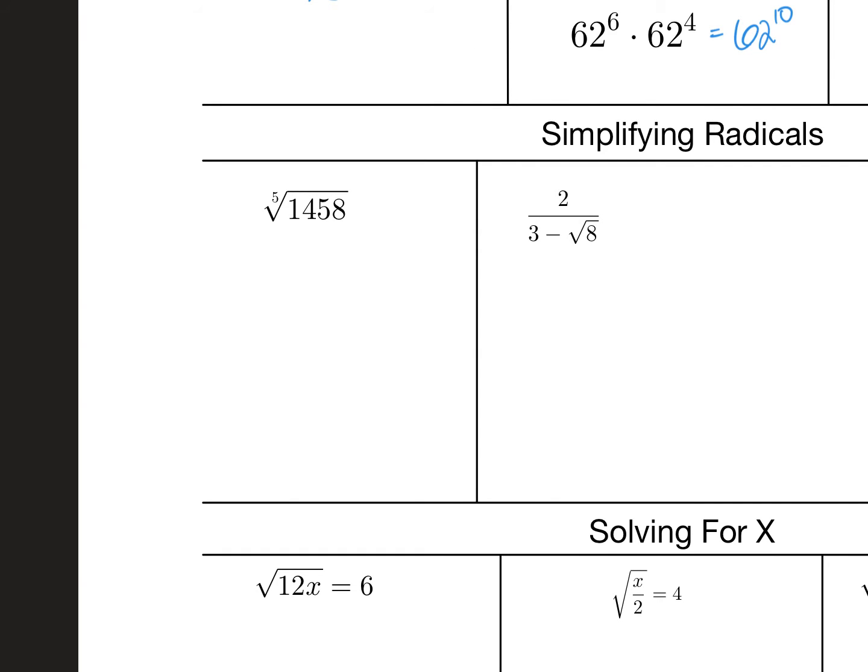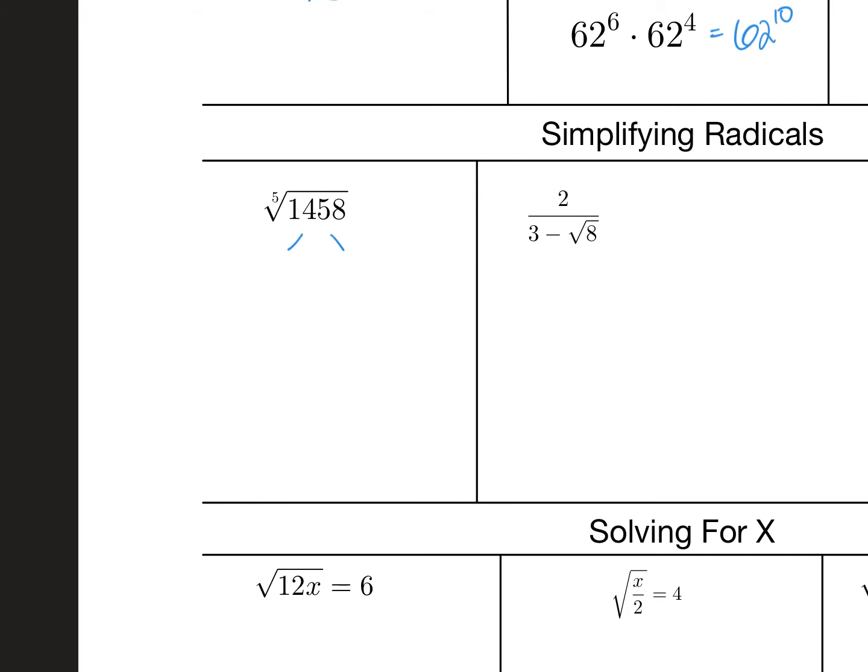Let's simplify radicals. We're going to start with the factor tree. If you don't know what that is, it's just whenever we take this number inside of the radical and find 5 of a kind because it is a 5th root. You can start with any 2 numbers that multiply to get the number on the inside.